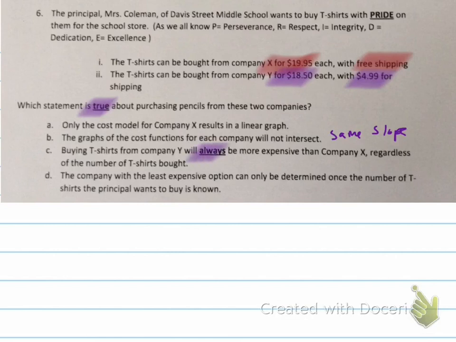Does that? Try it and see. Find a case where that might not be true. And the company with the least expensive option can only be determined once the number of t-shirts is known. We don't know that. So think about that.